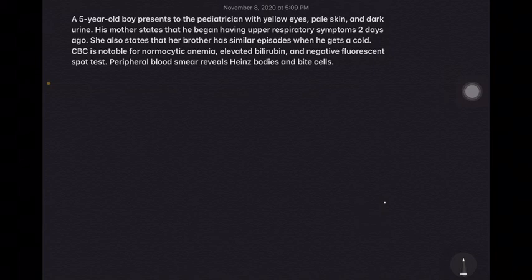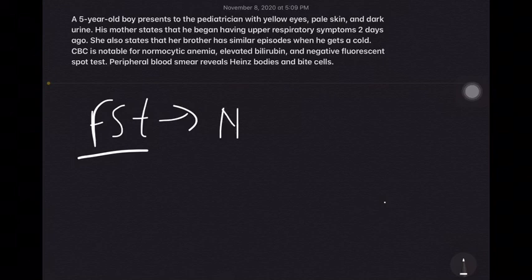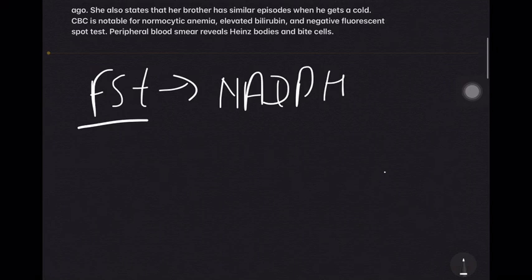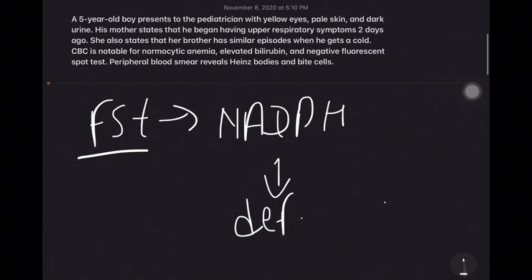Now this CBC is notable for normocytic anemia. So the patient is having anemia, elevated bilirubin levels, and a negative fluorescent spot test. So you must remember that this fluorescent spot test is used for the NADPH level. If it is negative here, that means there is deficiency of the NADPH. And the other thing is that the peripheral blood smear reveals hinge bodies and bite cells.